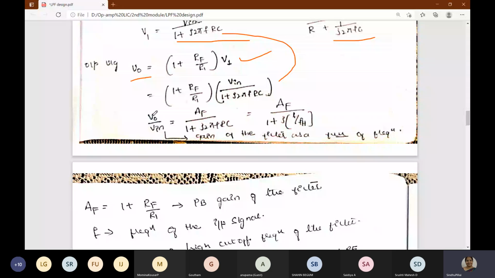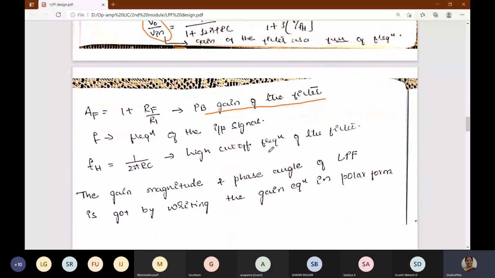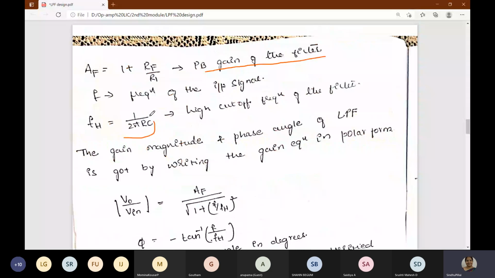It can also be written as AF divided by 1 plus j times F by FH, where FH is 1 by 2 pi RC. It is just put in the denominator. AF is 1 plus RF by R1, which is the pass band gain of the filter. Small f is the frequency of the input signal, and FH, 1 by 2 pi RC, is the high cutoff frequency of the filter.